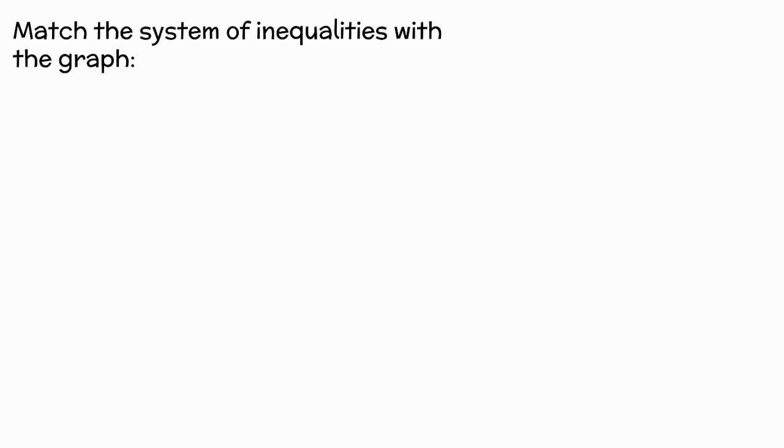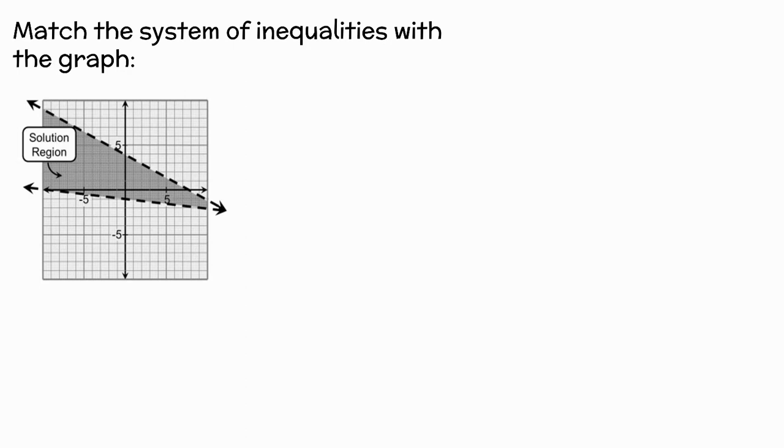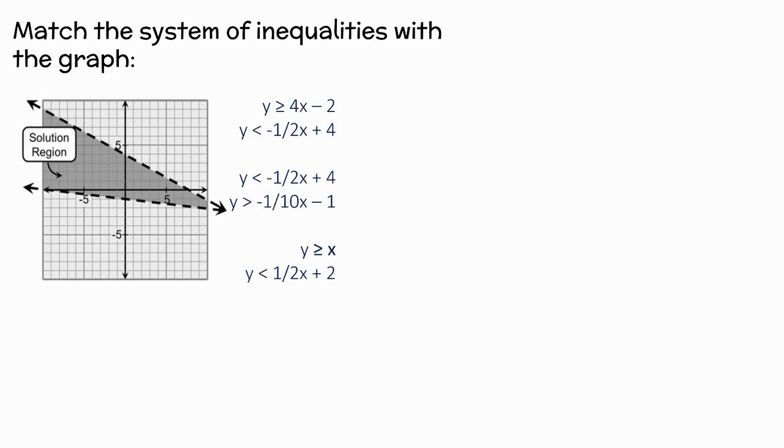All right, you're going to see some questions like this that say match the system of inequalities with the graph. So you're going to be given a graph, and it's already going to be completed for you. You can see our two dotted lines and the overlapping shaded area. And then it is going to ask you to pick out the system of inequalities. So each group is a different selection, and then we need to figure out which one goes with this graph.